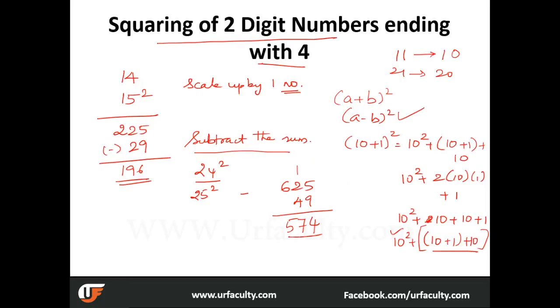Okay. So hope you are able to understand the whole concept. Now let's try with 34 square. How do you start? We'll scale up by one number, so we know it is 35 square. What is 35 square? 35 square is 25, and 3 4s are 12. Okay, and the next step is we need to subtract the sum over here. So 34 plus 35. How do you do it? It's very simple. 35 into 2 is 70 minus 1, 69, right? And what do you get as the answer? 1156. Hope you are able to understand this.